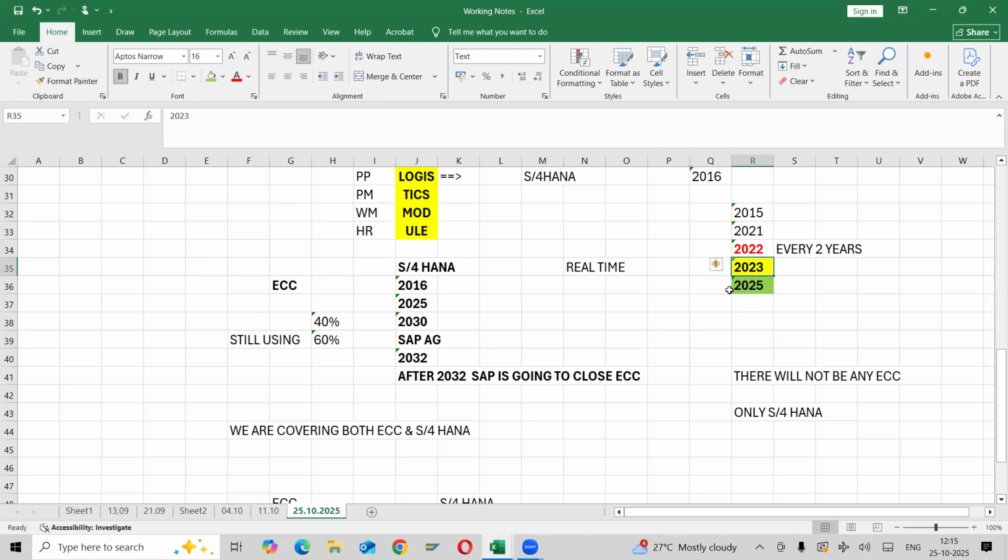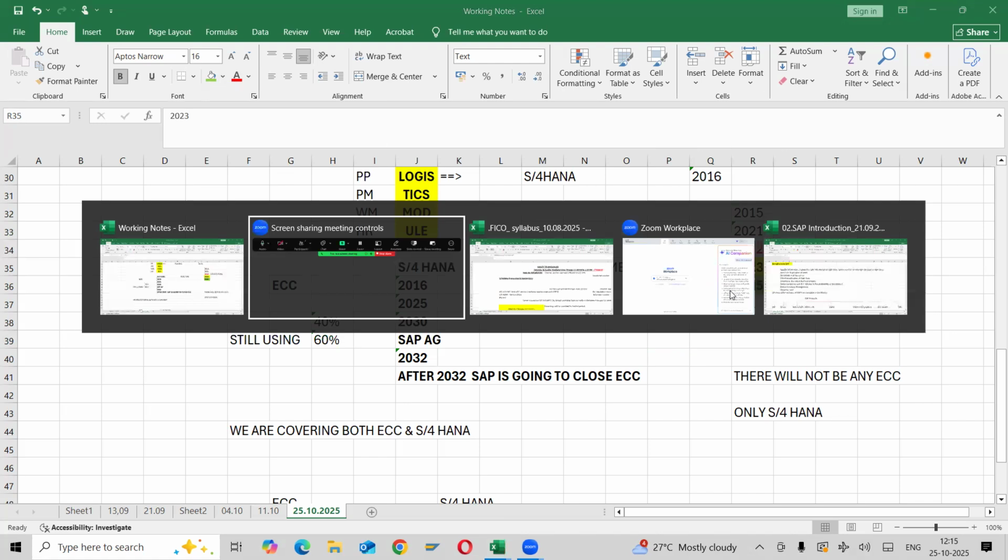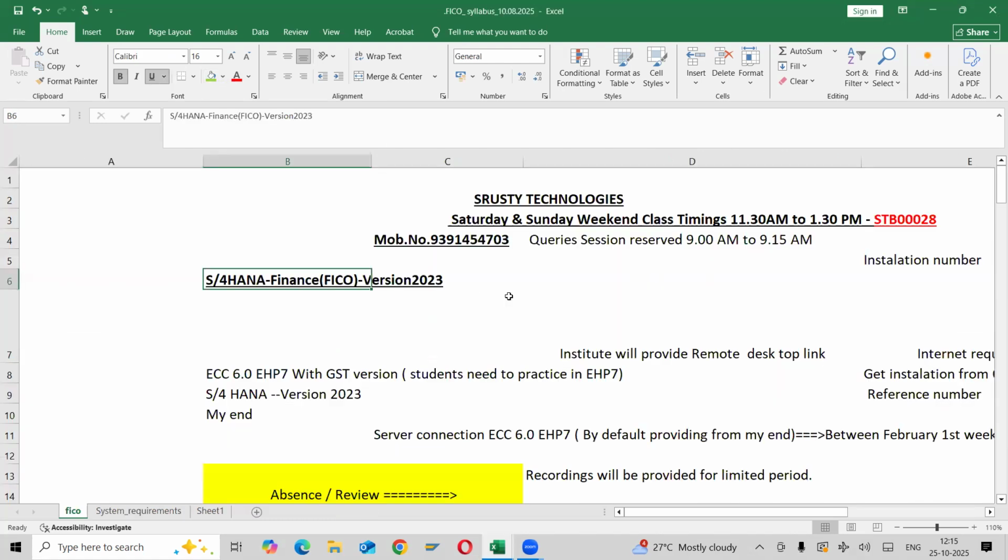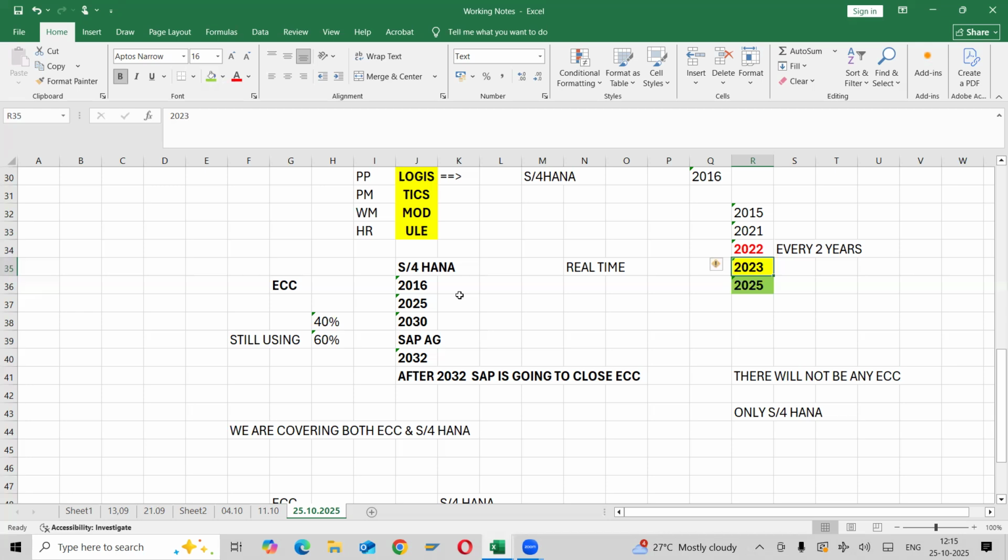So that is the reason we are covering our S4 HANA 2023 version. If they release the 2025 version, do we want to learn again? No, it's not required because hardly 2 or 3 features will be added in that. The product is the same. If the product is changed, then you need to learn. If only the version is changed, then you need not learn. Hardly 1 or 2 features or 10 features they will add, but the product is the same.